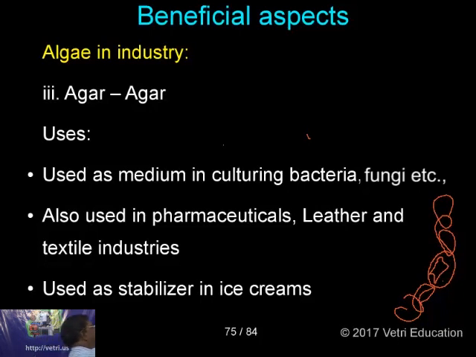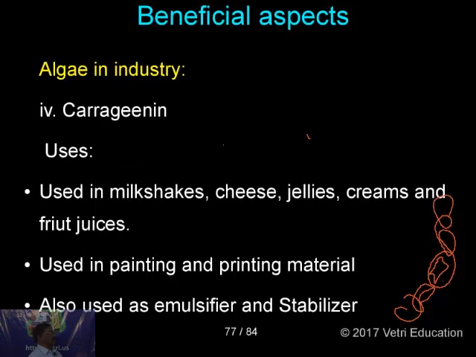The next thing is the carrageenan. It is another algal material, and it is obtained from Chondrus crispus. Regarding the uses, it is used in milkshakes, cheeses, jellies, creams and fruit juices. And this is also used in painting and printing medium. Another use is as an emulsifier and stabilizer, the carrageenan.